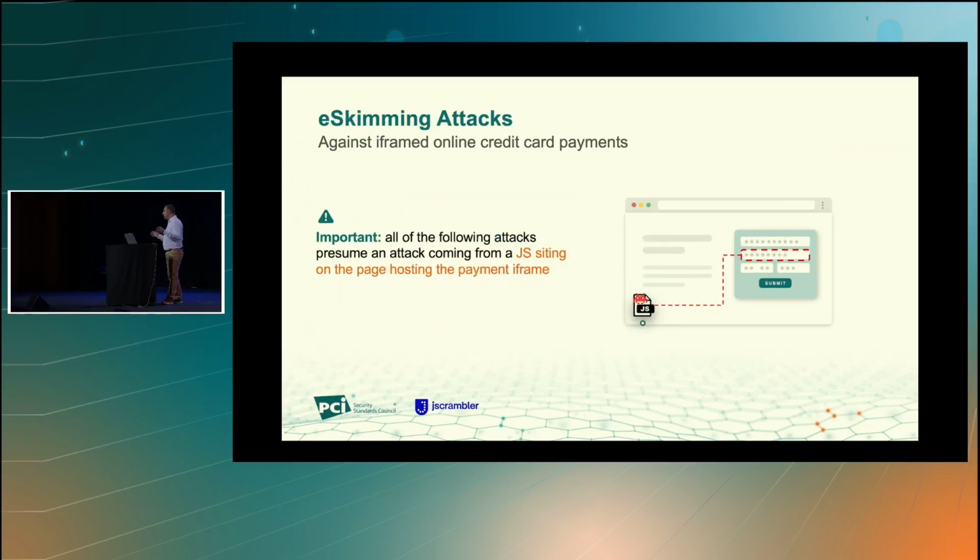So there's an important assumption that I need to underline. All the examples that you will be shown presume that the attack comes from a compromised script running on the parent page. There are other ways to attack the iframe payment form, but they might presume other things, like complete ownership of the backend of the merchant, for instance. In our examples, we don't go that far. All it takes is one script compromised on the parent page.